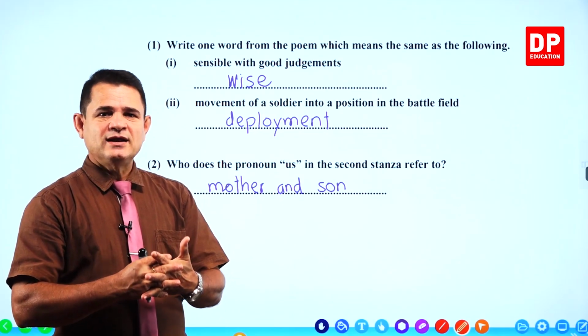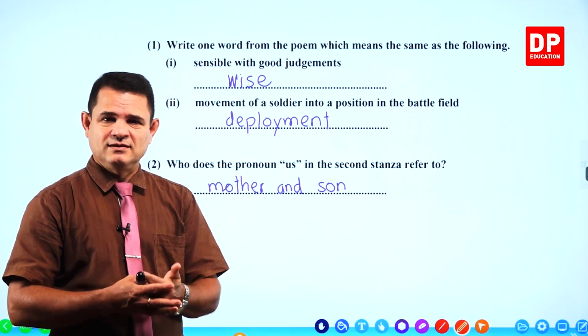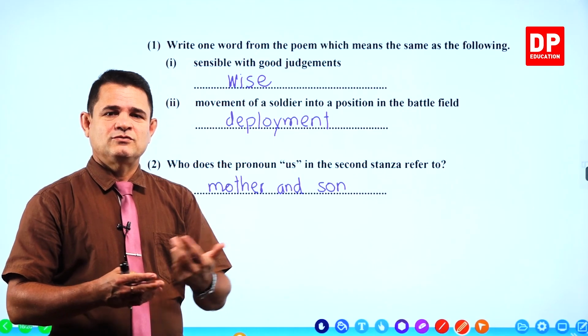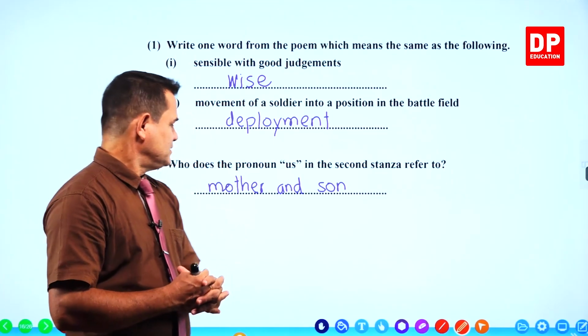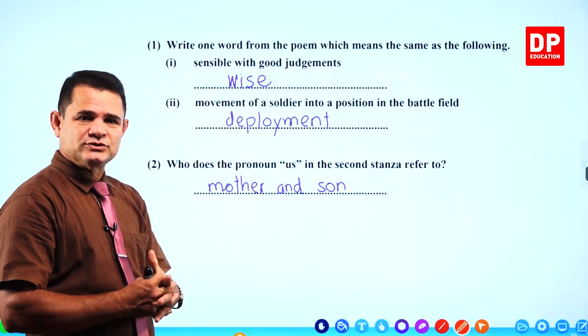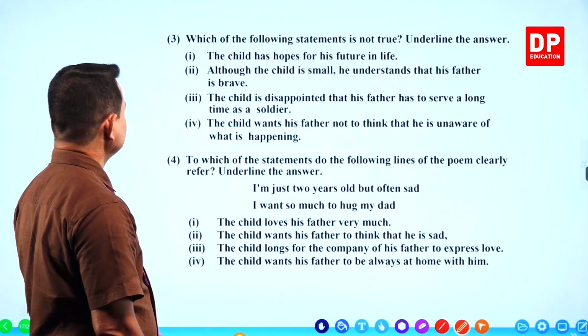Then you can refer that I means all the sons, people, right? So writer and mother, or son and mother and son, that is also correct. Both correct, right? Now let's look at the next question.